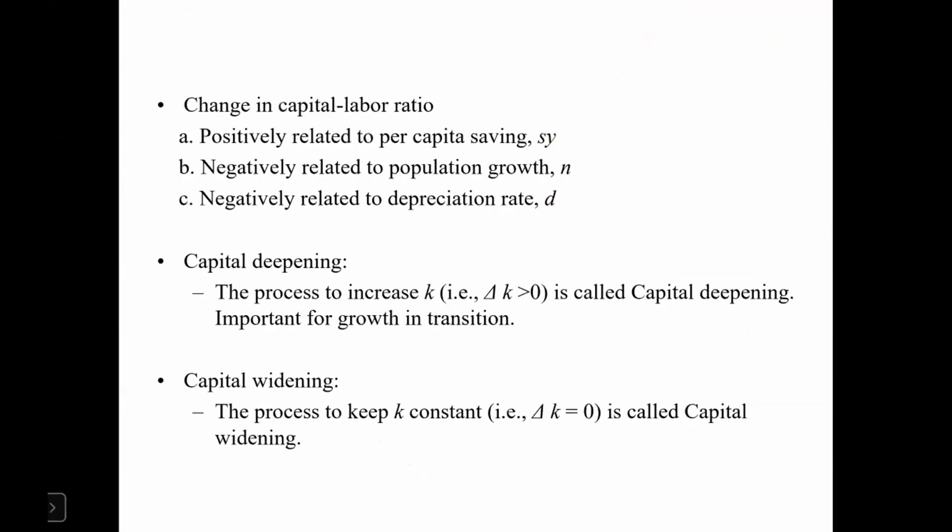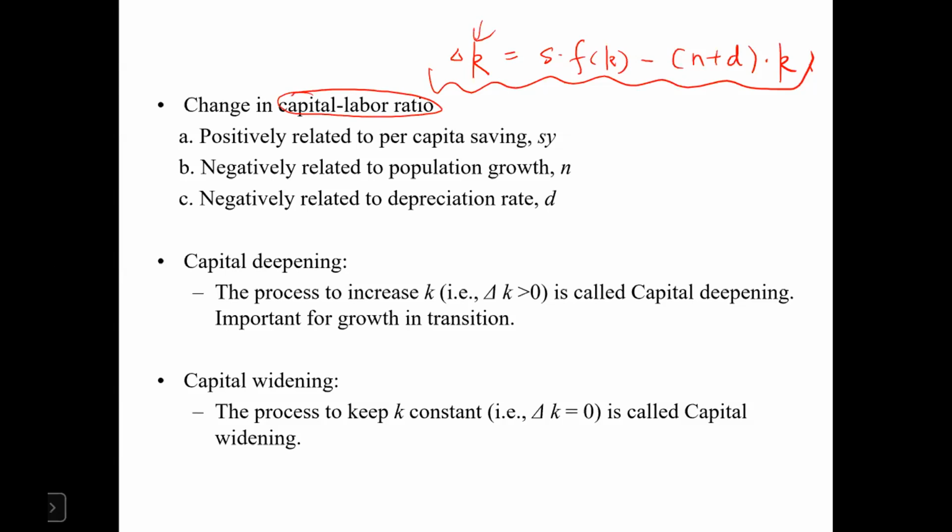Now we move to the next slide. Okay. So just copy the key equation that I just explained to you: delta k equals s times f of k, or y, it's the same thing, right? Minus (n plus d) times k. Okay, so this is the key equation to show the dynamics. So what can cause the change in the capital-labor ratio, essentially per capita capital? First, it's positively related to per capita saving. Negatively related to population growth. Negatively related to depreciation. And this is exactly what I explained in the previous slides.